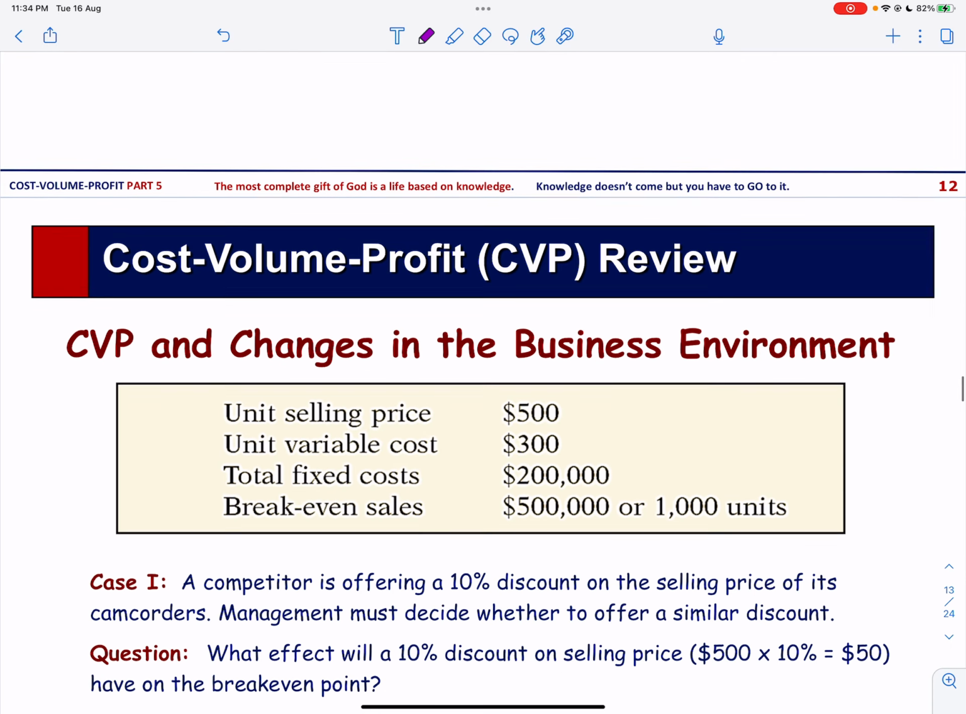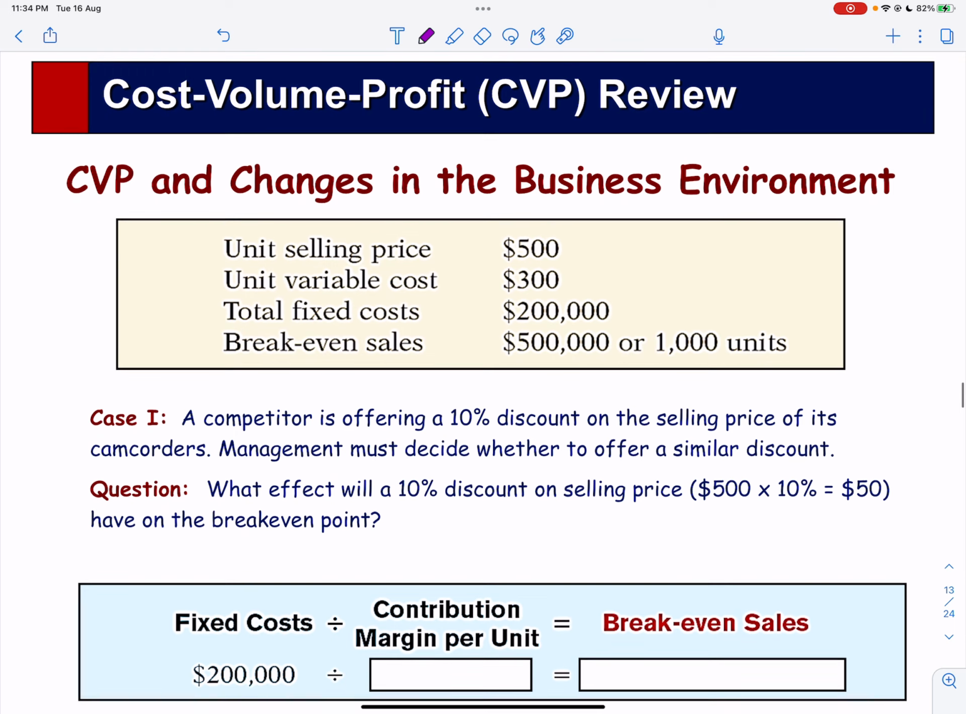So let us look into the first case. A competitor is offering a 10% discount on the selling price of its camcorders. Management must decide whether to offer a similar discount. So what effect will a 10% discount on selling price have? We have 500, that means the selling price. A discount of 10% means we have to reduce the price by 50. So the selling price will be 450.